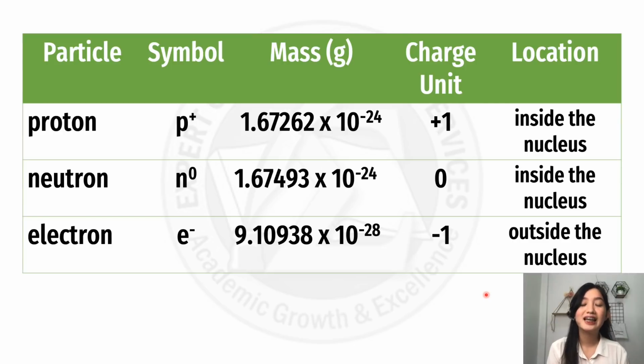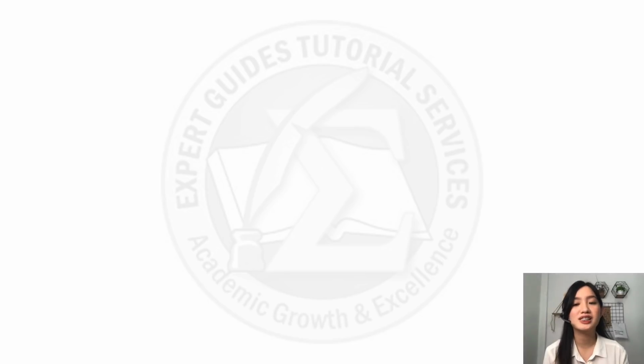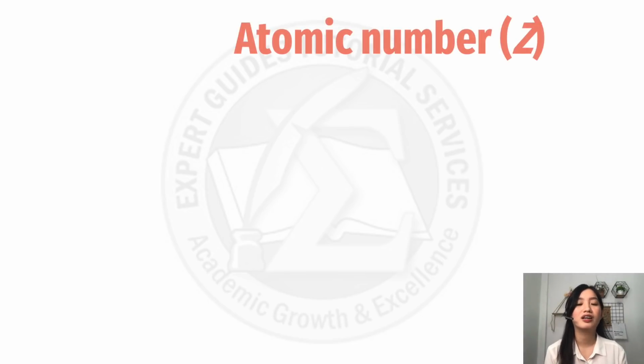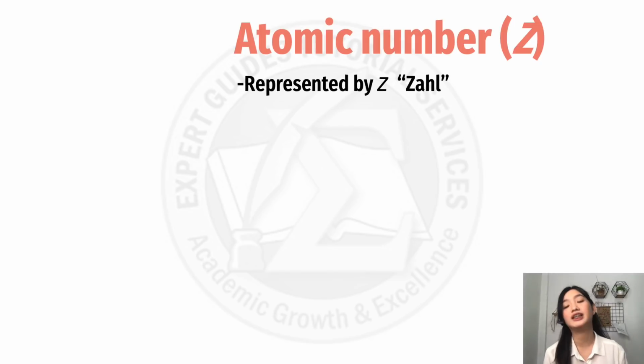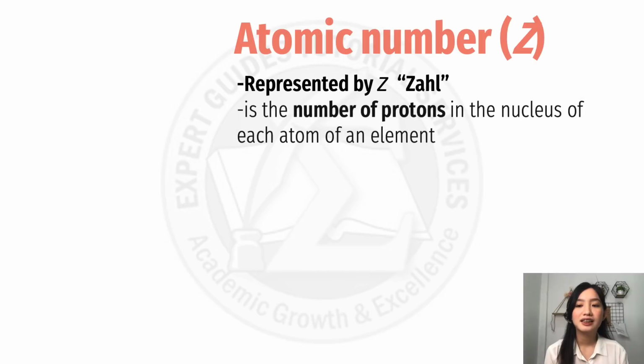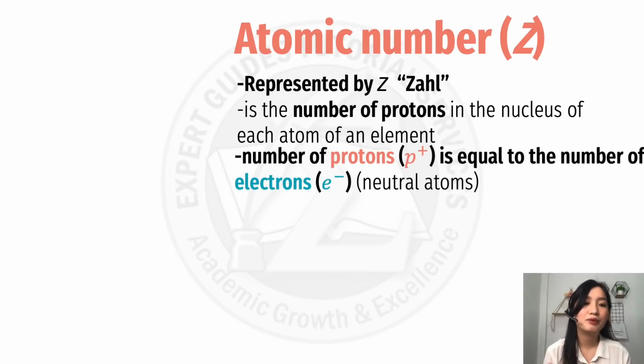Isn't it very easy? Now, the identity of an atom relies on its number of protons and the number of neutrons. Let's first discuss the number of protons using the atomic number. Atomic number is represented by Z, from Zahl, meaning number in German, and it is the number of protons in the nucleus of each atom of an element. Now, you have to imagine that we are in a neutral atom. In a neutral atom, the number of protons, p plus, is equal to the number of electrons, e negative.